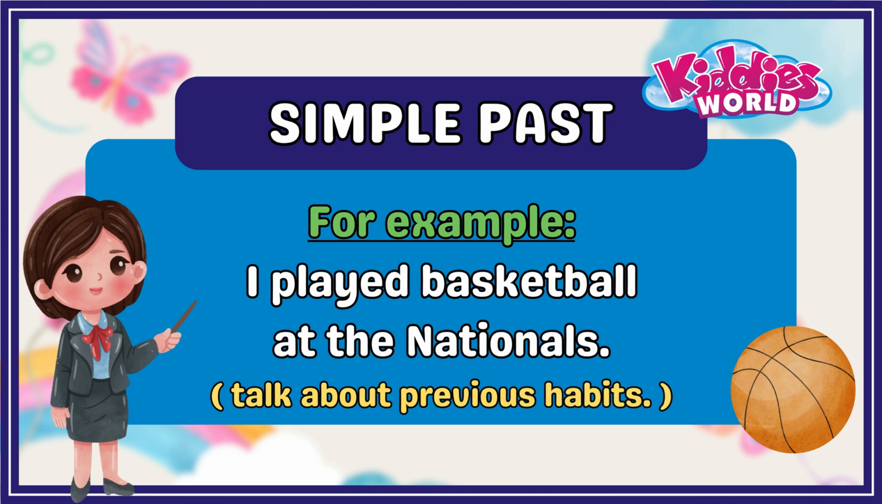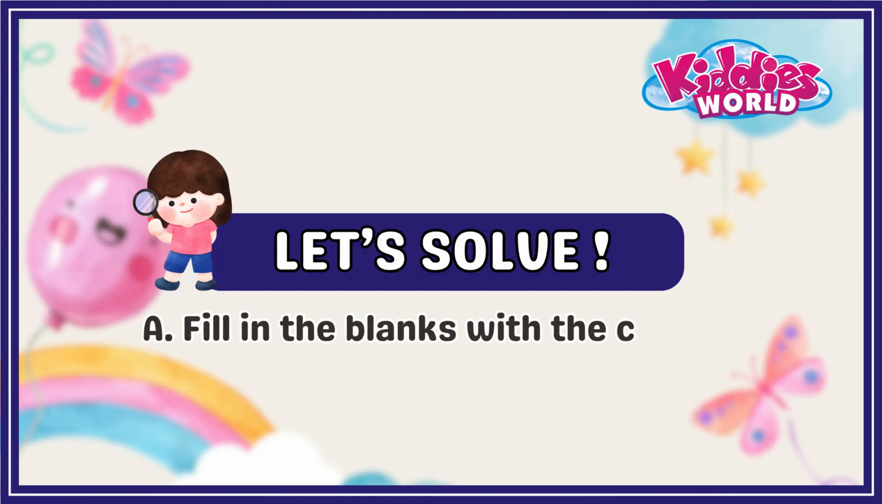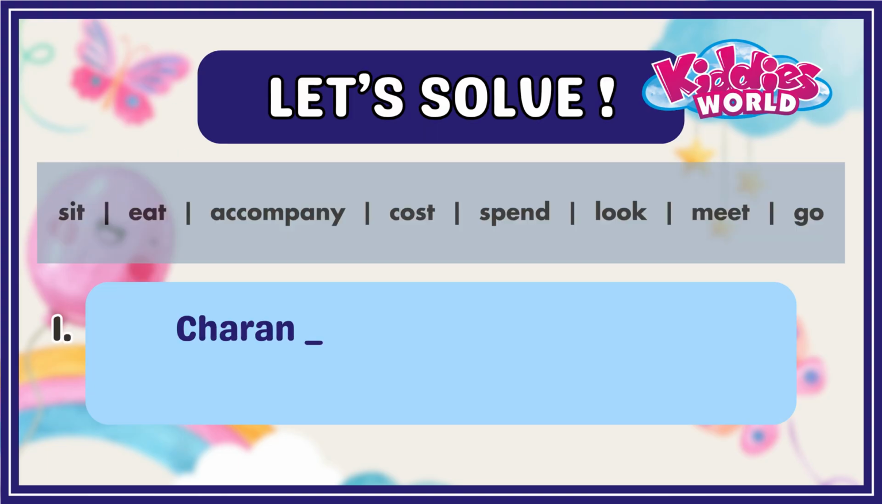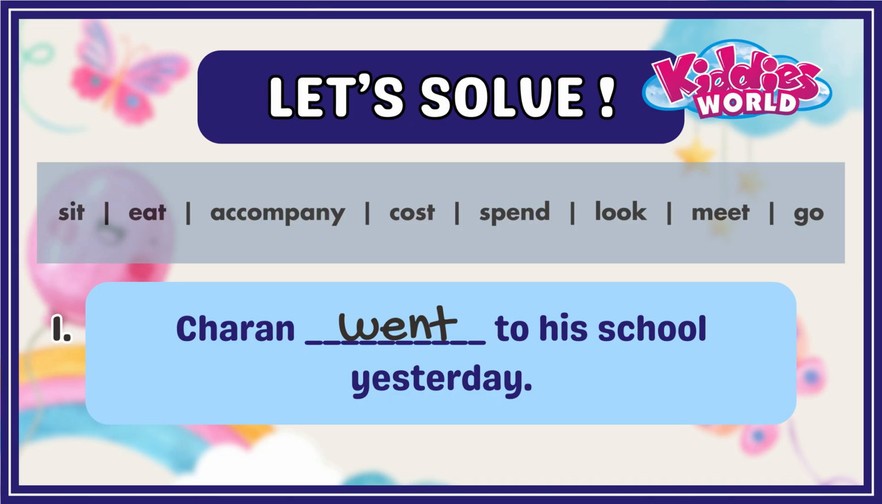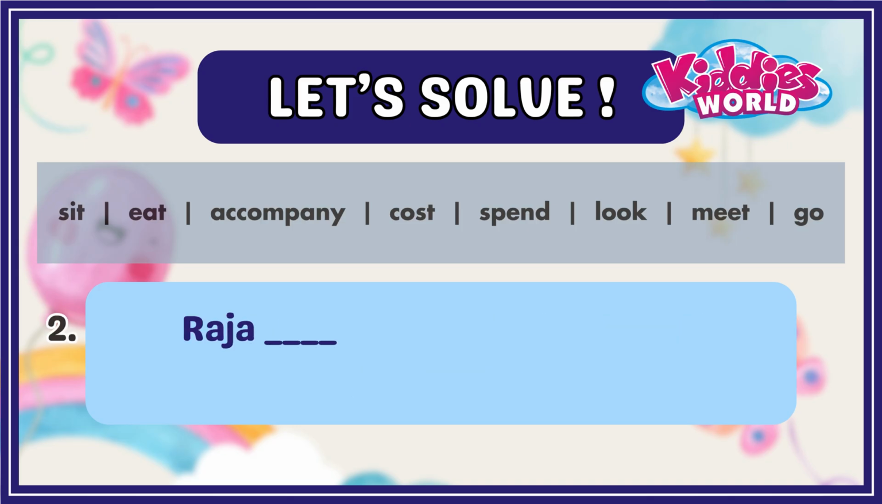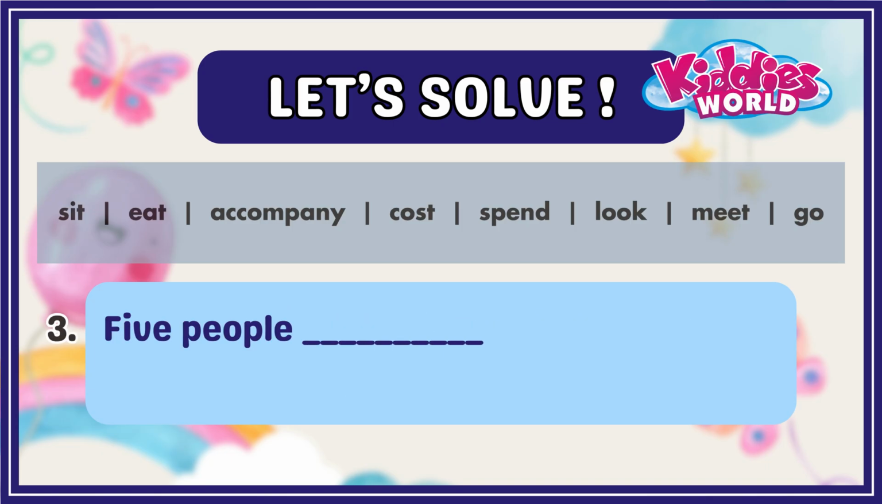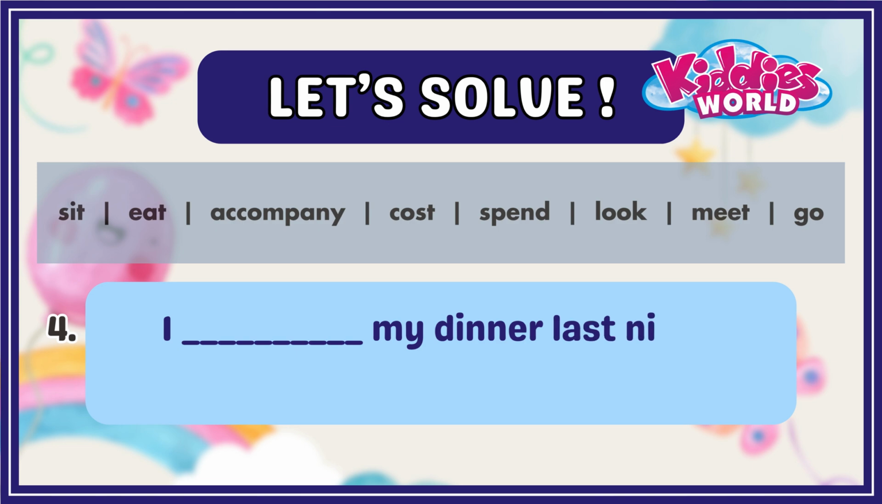Talk about previous habits. Complete the sentences using the correct simple past tense of the verbs. Charan dash to his school yesterday. Charan went to his school yesterday. Raja dash for his brother everywhere. Raja looked for his brother everywhere. 5 people dash around the table. 5 people sat around the table. I dash my dinner last night. I ate my dinner last night.